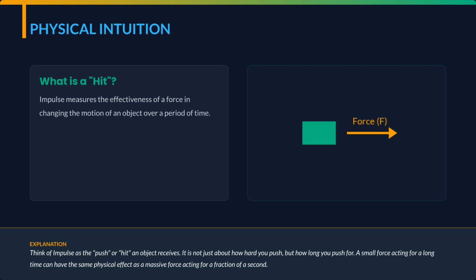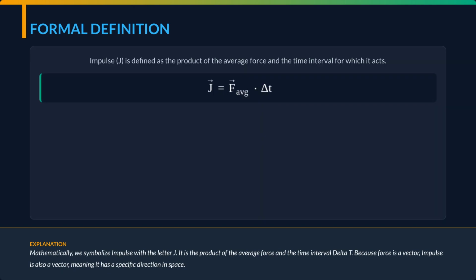A small force acting for a long time can have the same effect as a massive force acting for a fraction of a second. Formally, impulse is symbolized by J. It is defined as the product of the average force and the time interval over which it acts. Since force is a vector, impulse is also a vector with a specific direction.